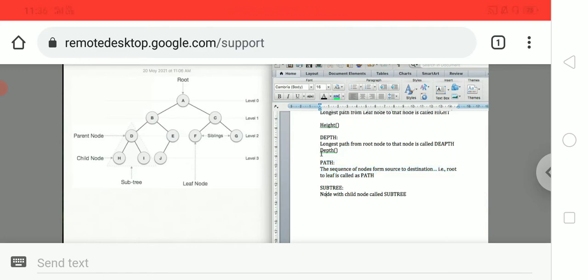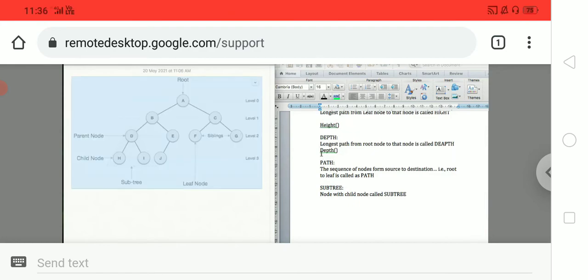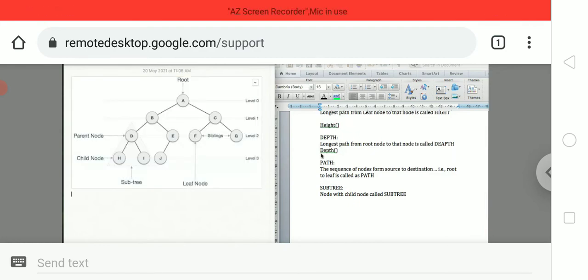Now the last one, subtree. A node with child nodes is called a subtree. So here A is the parent node. For this we have 2 children, B and C. So here B and C have children, so it becomes a subtree. For B, D and E are nodes. For C, F and G are nodes. So these two are also called subtrees, and D is also called a subtree and E is also called a subtree.